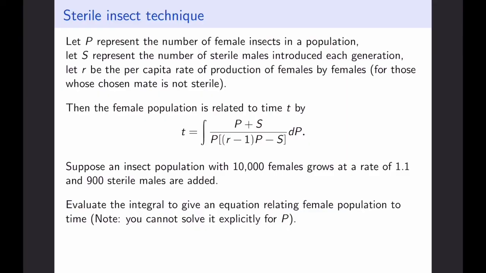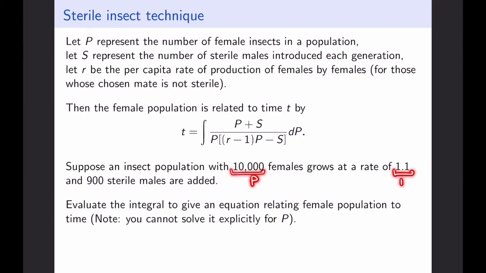So the idea here is that some things remain constant and some things change. What we would like to figure out is how the female population changes. Because the female population is the one that produces the next generation, and therefore it has to be shrinking the entire time for the insects to be eradicated. So what we have here is the integral that is connecting time, of how the population grows, and the female population within the time. I'm going to keep the 10,000 females as my P here.